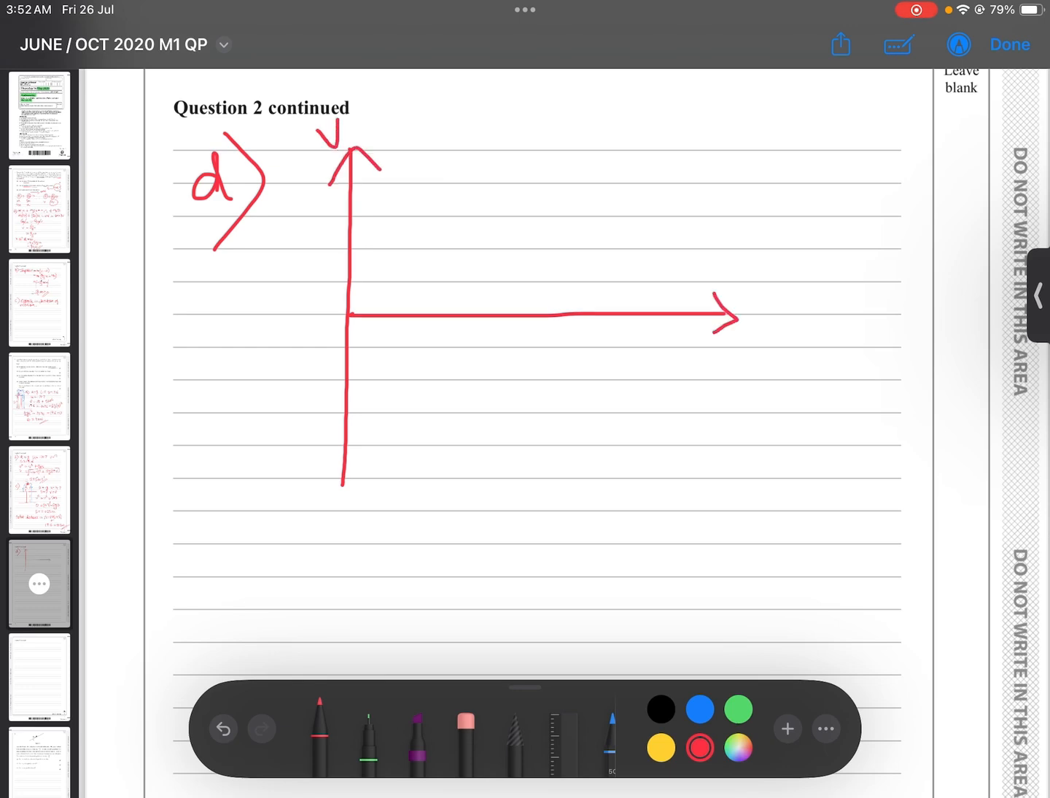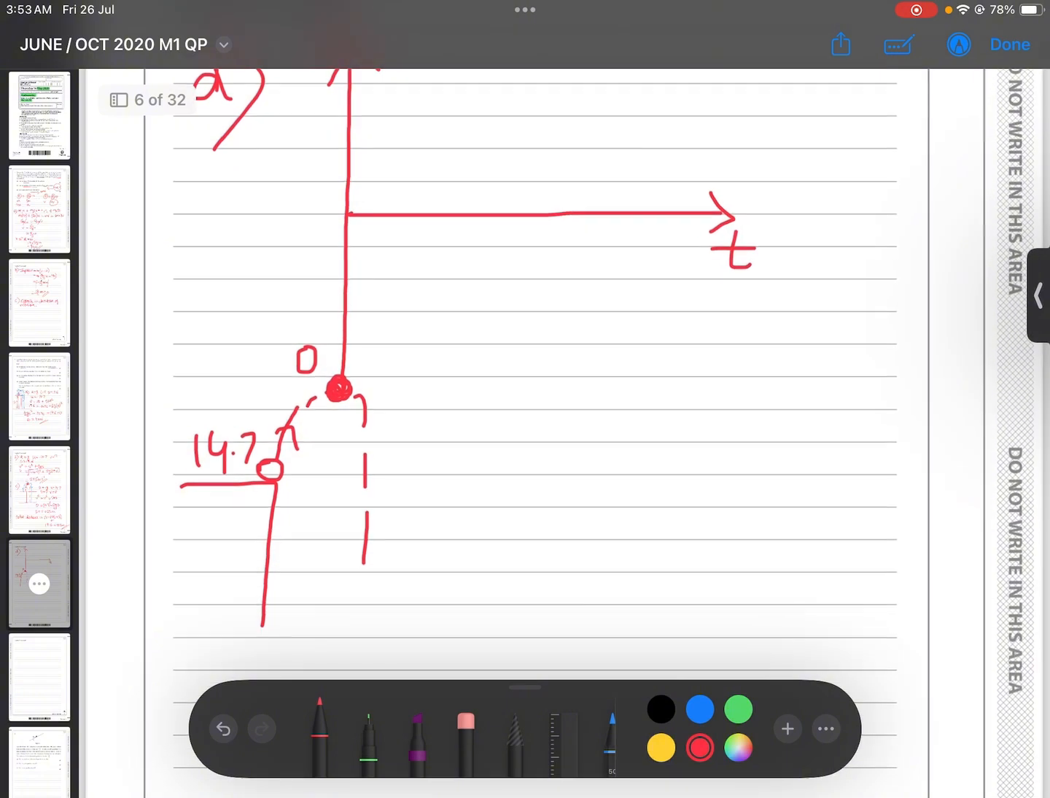This is my velocity, this is my time. Please make sure to label the axes because they have marks. And now, this is the building from which it was thrown. It was thrown with an initial speed of 14.7. It traveled up, and then it reached a height where it's at its highest point, where the velocity becomes 0, and then it falls back down. And we had calculated the speed in part B with which it falls on the ground. That was 24.5.